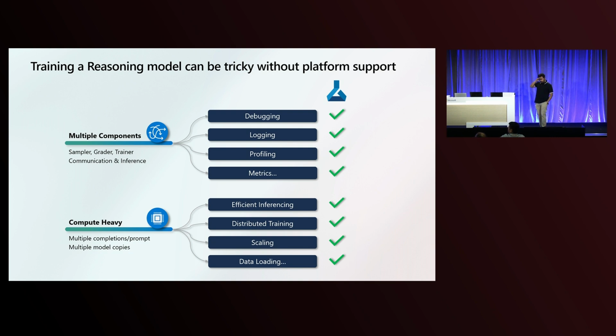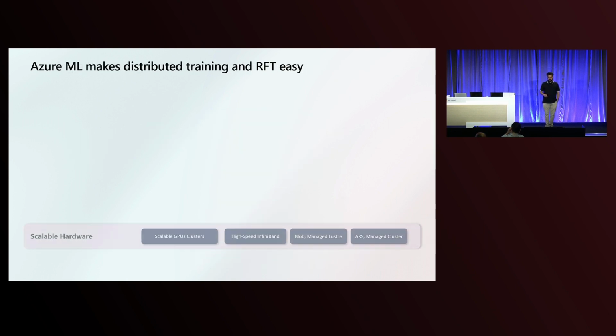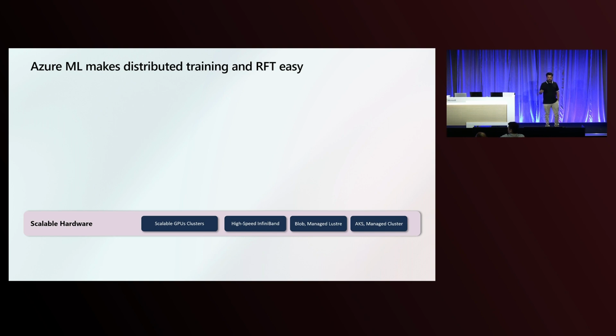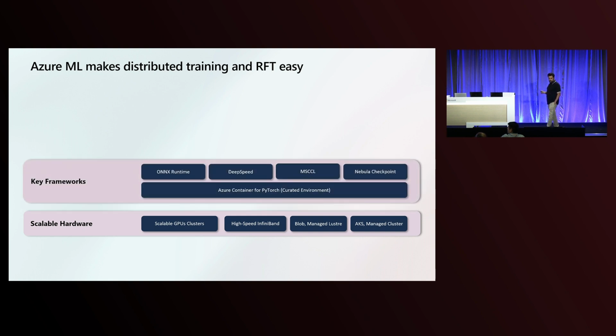And I will show you a demo of how to do this on Azure ML. At the bottom layer, we have access to GPUs of the highest class. You can run jobs that go across thousands of GPUs because they're networked using high bandwidth InfiniBand. You can have optimal storage options like Blob or Lustre, and then you have compute options like managed AKS or unmanaged AKS, and so on. And you have all the key frameworks built in, be it MS-SQL, ONNX, or DeepSpeed, which we'll talk about some of, and Nebula checkpoints, so you can checkpoint your weights and then reload them.